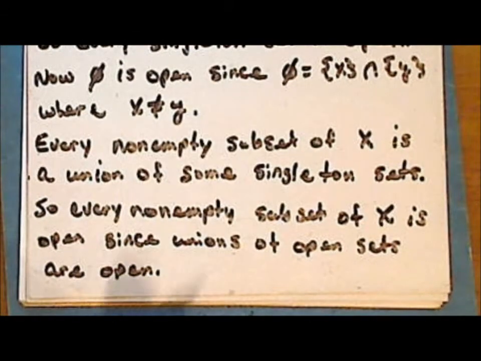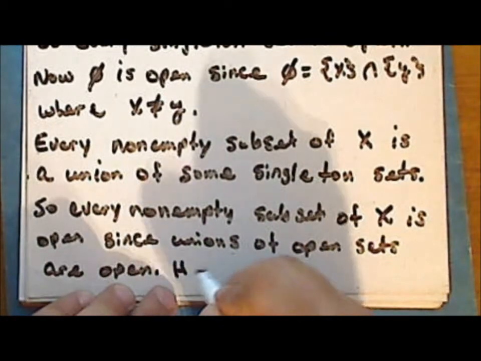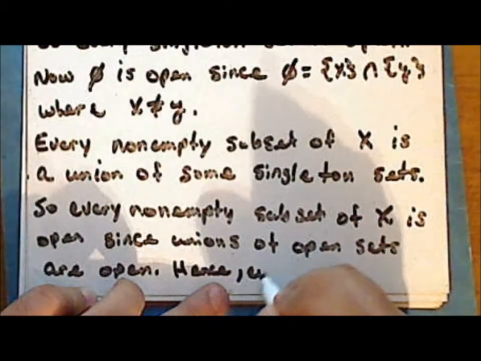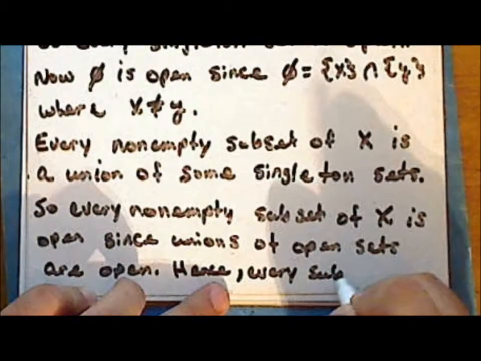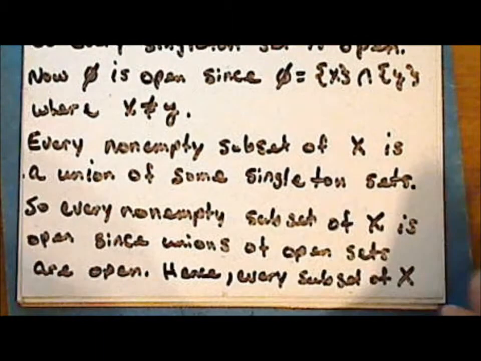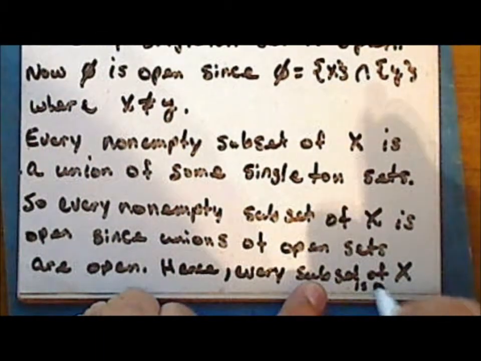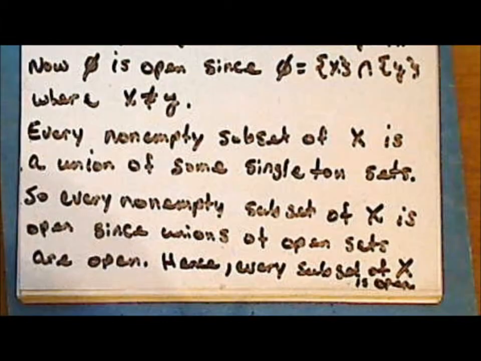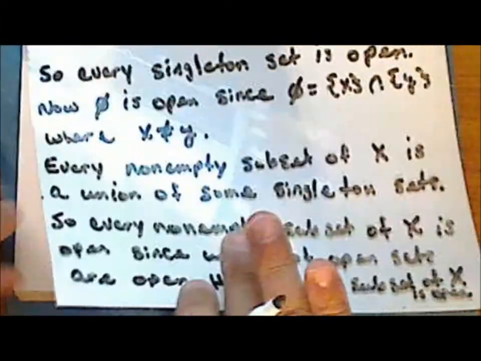So, as every non-empty subset of X is open, and the empty set is open, we have that every subset of X is open. Every subset of X is open. And that is the discrete topology on X. All right? So the discrete metric induces the discrete topology.